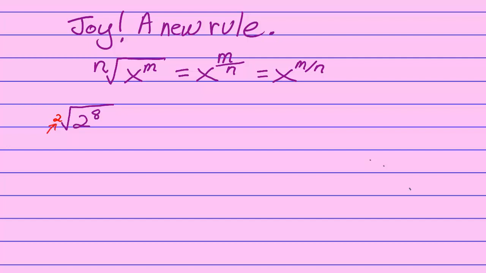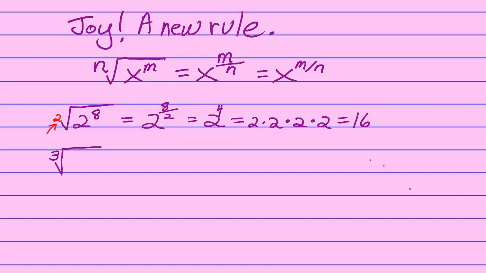Remember that a square root always has an invisible 2 index. So if we take the square root of 2 to the 8th power, that can also be written as 2 to the 8 divided by 2. And 8 divided by 2 is 4. So the square root of 2 to the 8th power is 2 to the 4th power, which is 16.